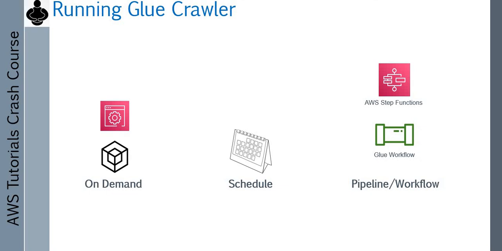Going forward, we are talking about how to run a Glue crawler. You can primarily run it in three ways. First is on demand, and on demand you can run it from the console. You can go to the AWS console and run it from there. In fact, we are going to do that today. We will configure a Glue crawler and run it from the console. You can also run a crawler through an API call, using a CLI or SDK call.